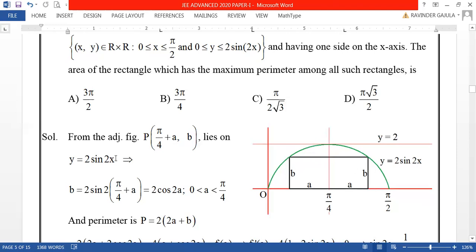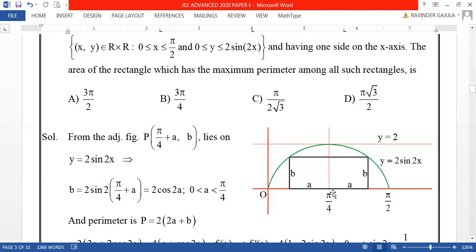Either pi by 4 plus a, b or pi by 4 minus a, b will be on the curve y equal to sine 2x. So from the adjacent figure, the point pi by 4 plus a comma b, where pi by 4 plus a is the x coordinate and b is the y coordinate, lies on the curve. If that is the case, you can substitute and get the condition b equal to 2 cos 2a, where a is in the interval 0 to pi by 4 only.